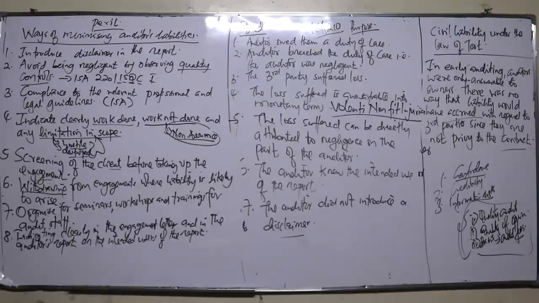At your own risk, volenti non fit injuria, it is voluntary assumption of risk. Because they are not the intended users, yet they go ahead to make reference to the report or check it at their own risk.